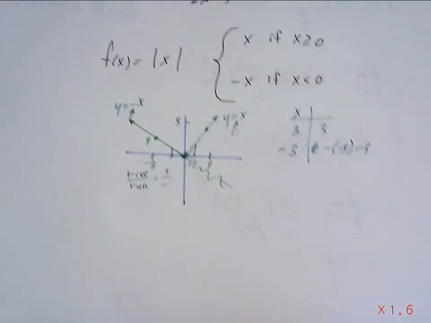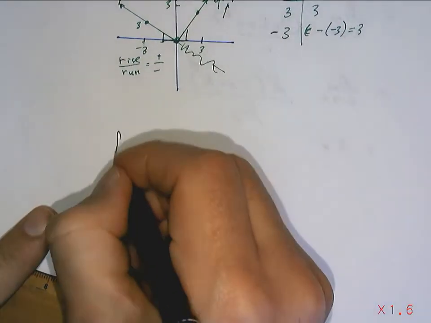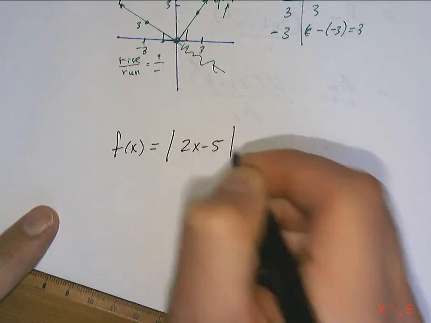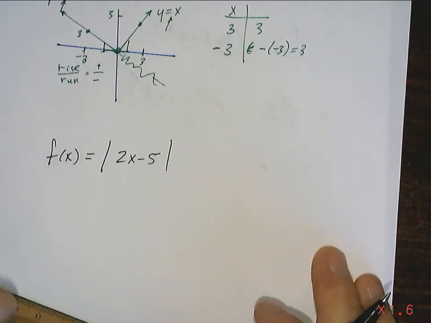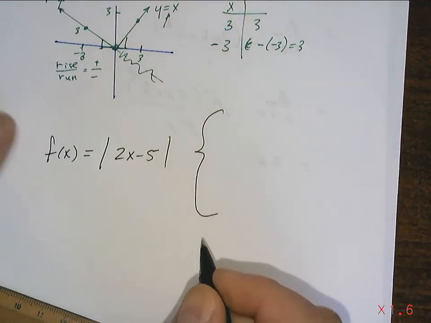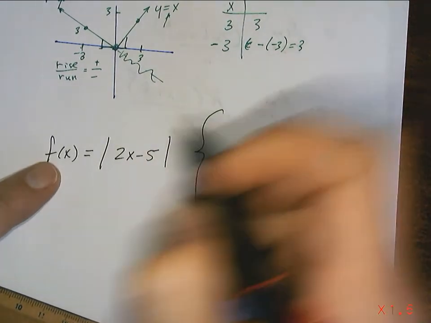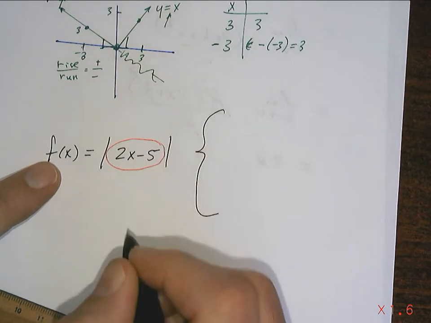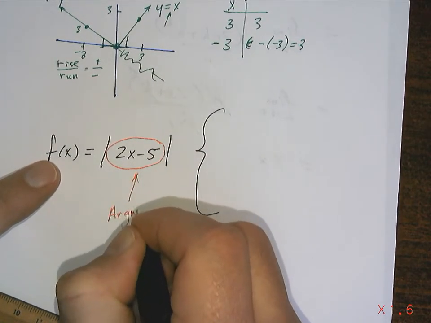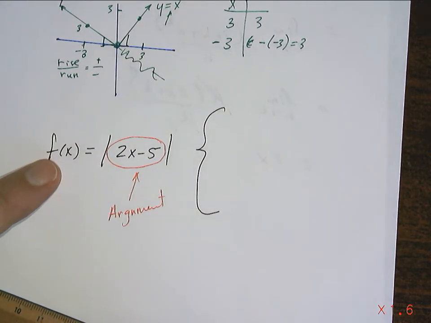So what now is going to happen is I'm going to have a more interesting function. f of x equals absolute value of 2x minus 5. That is actually a piecewise linear function. And it will depend on whether or not what's inside the absolute value bars, we call this the argument. That's the argument of the function. Okay? We call that the argument.